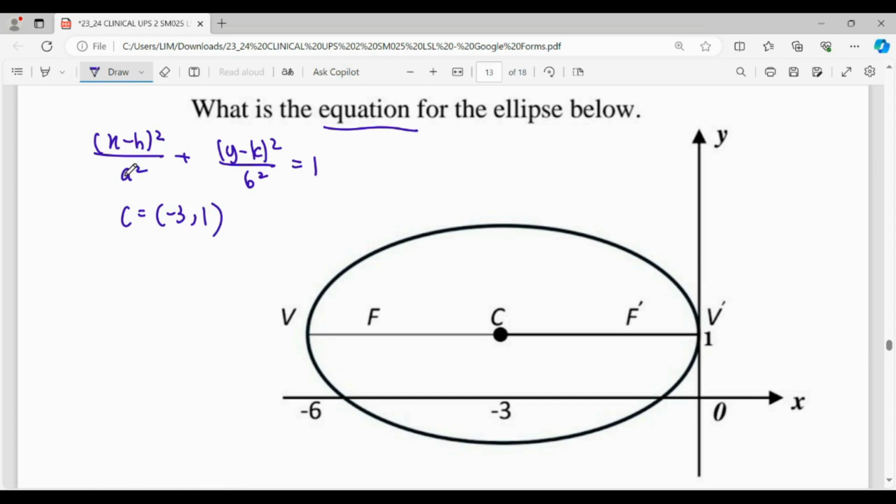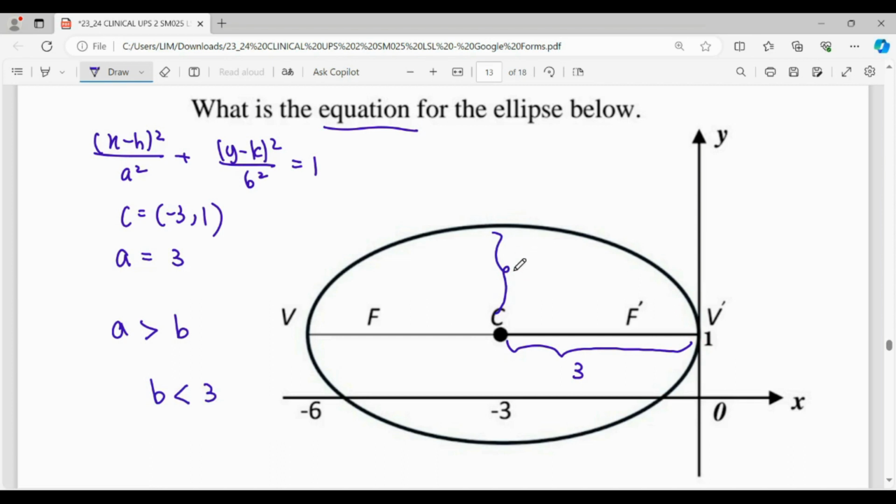And then the length of a is under x, which means the length along x, horizontally. So this is the length of a. From negative 3 to the coordinate here, 0, this length is 3. And then to find b, since this one is a horizontal ellipse, your a value should be greater than b. So b will be less than 3. So we guess that b is less than 3, and we can see the b distance here.